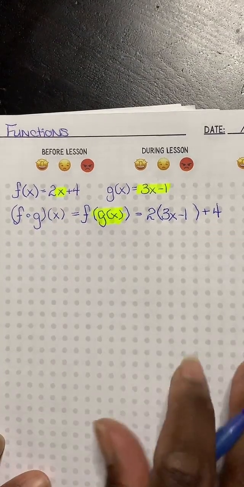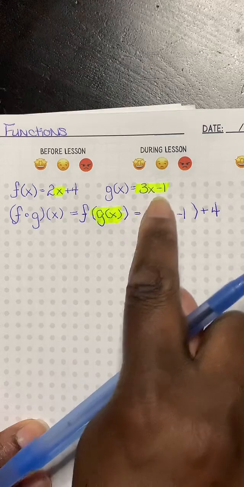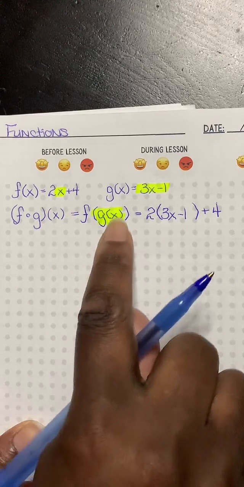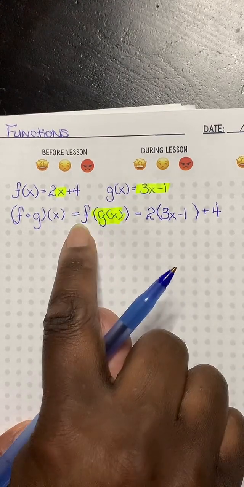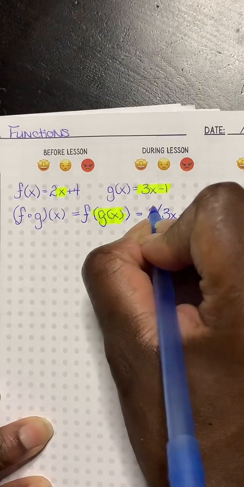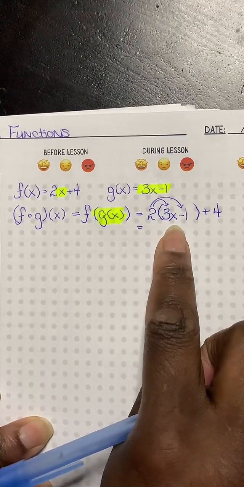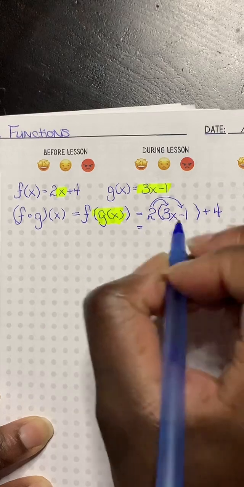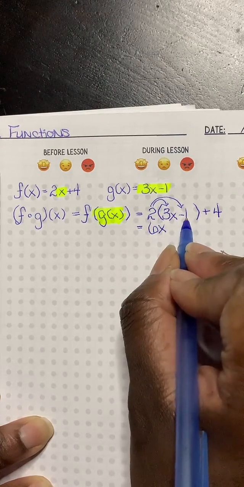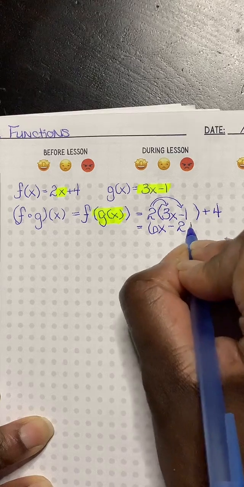All right. So all we did was substitute that 3x minus 1 in for the x in the f function. So the g function is going into the f function. Now from here, all we have to do is solve. So we're going to distribute this 2 to everything inside its parenthesis. 2 times 3x gives me 6x. 2 times negative 1 gives me a negative 2. And then I just bring down the plus 4.